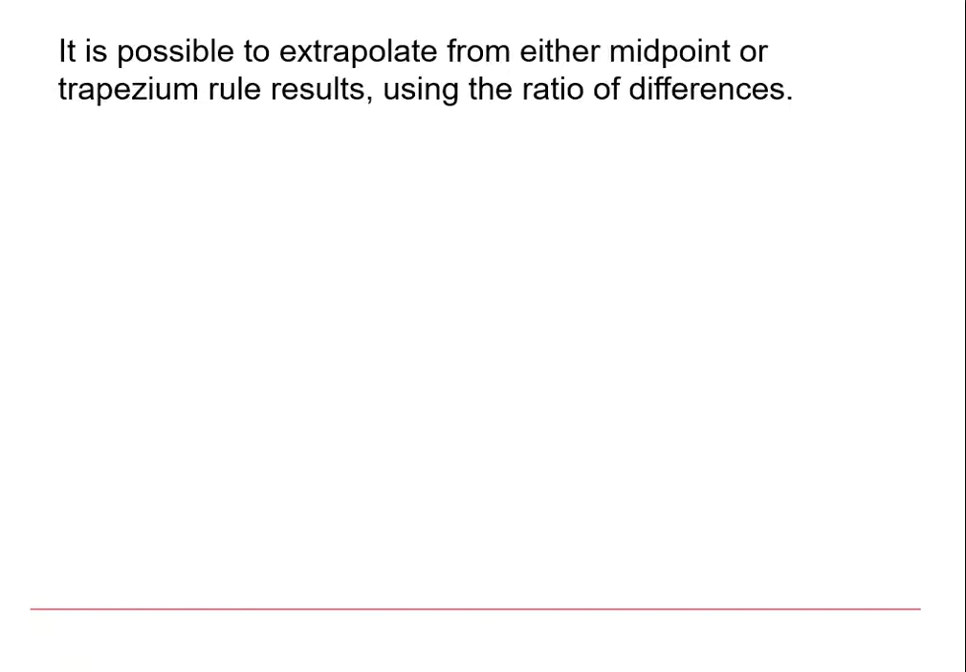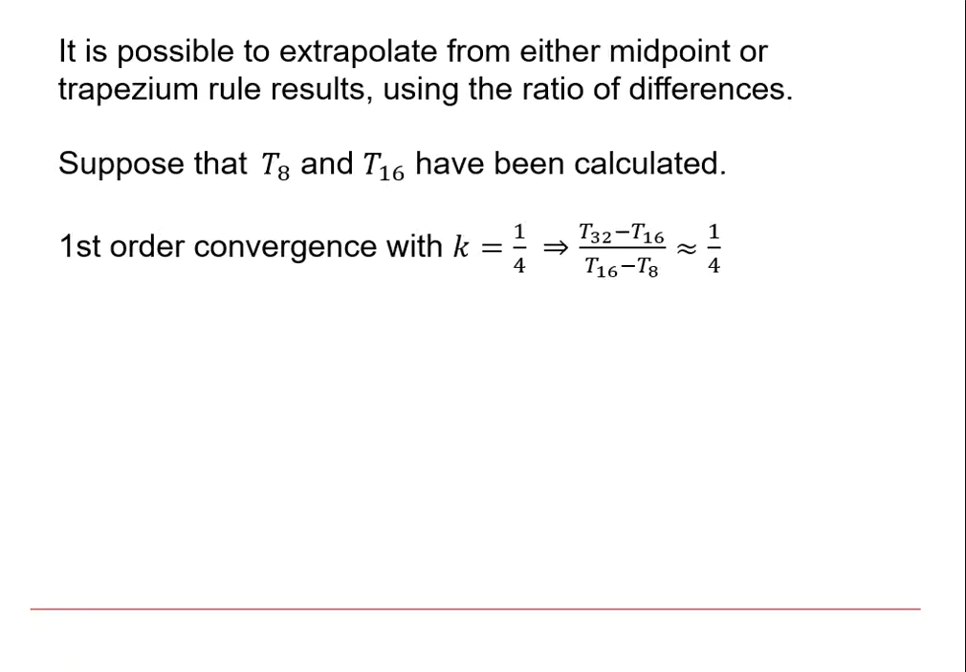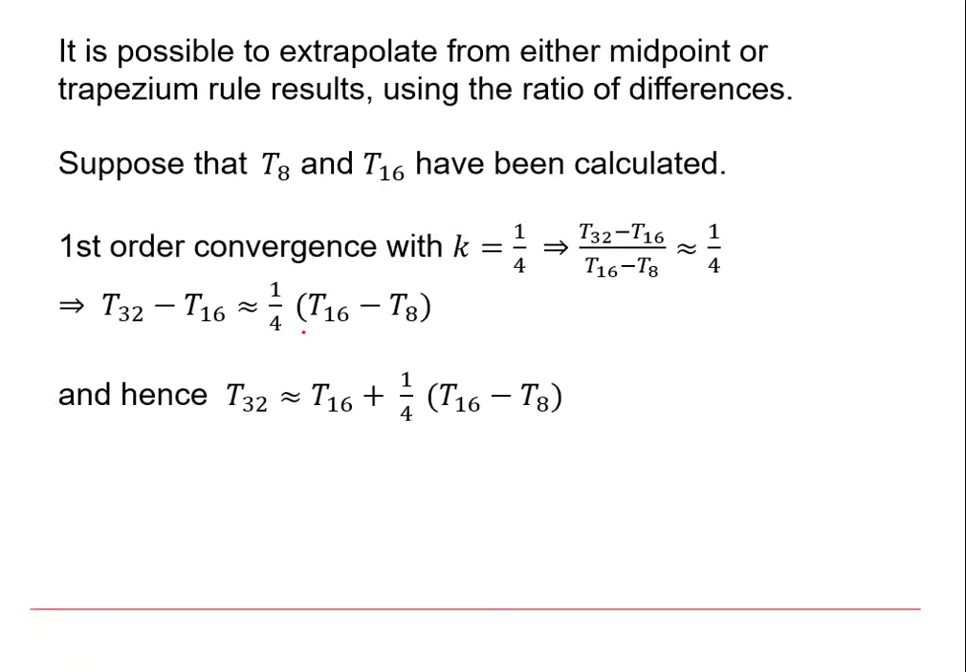Now suppose that we've calculated some midpoint or some trapezium rule estimates, then we can use the result that we established in the previous video concerning the ratio of differences to do some extrapolation. And if we've worked out T8 and T16, for example, then we have this result here concerning the ratio of differences. If we rearrange this, we can see that we've got an expression for T32 approximately, so that if we've got T8 and T16 we can actually come up with an approximate value for T32 without working out any more estimates.